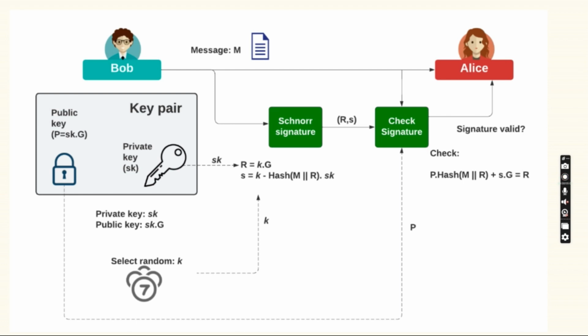For that process, we have the key pair, for which we have the public key, where p is equal to sk.g, and the private key sk. Also, we select a random k value, which goes into this function, where r is equal to k.g and s is equal to k minus hash(m || r).sk.